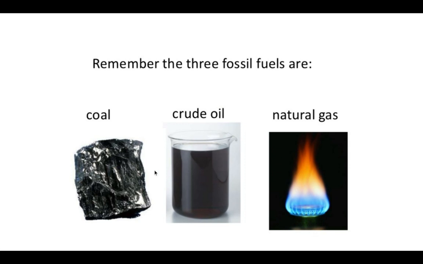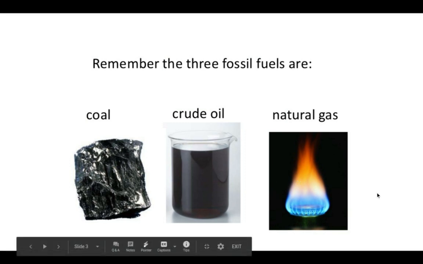Oil has many uses. Again, it's something you have to burn, but we refine oil. And obviously, the most common one would be something like petrol for our cars. Finally, natural gas, we usually use that to heat our homes. That's the most common way to do it now instead of coal, and also to cook our food, of course.